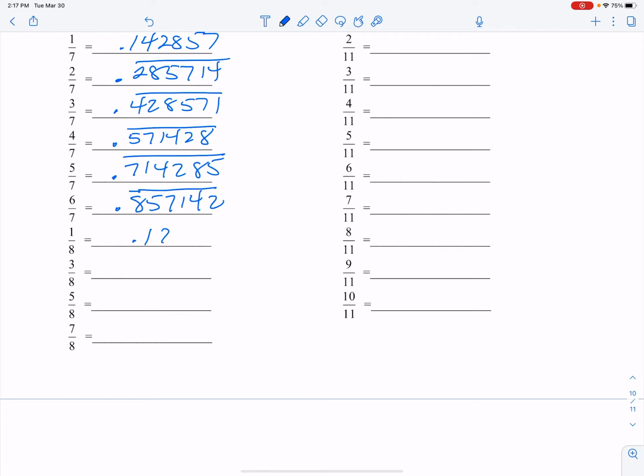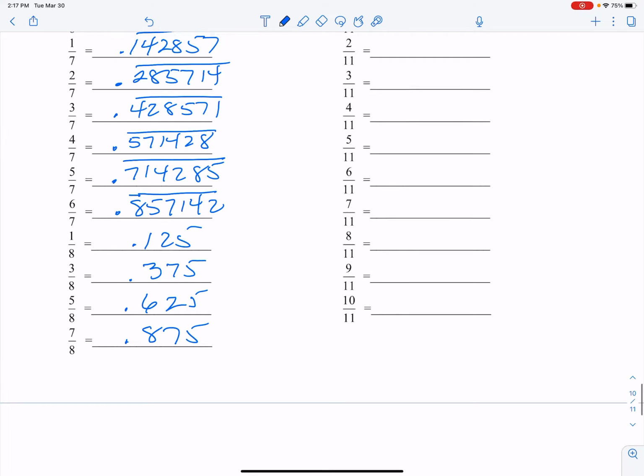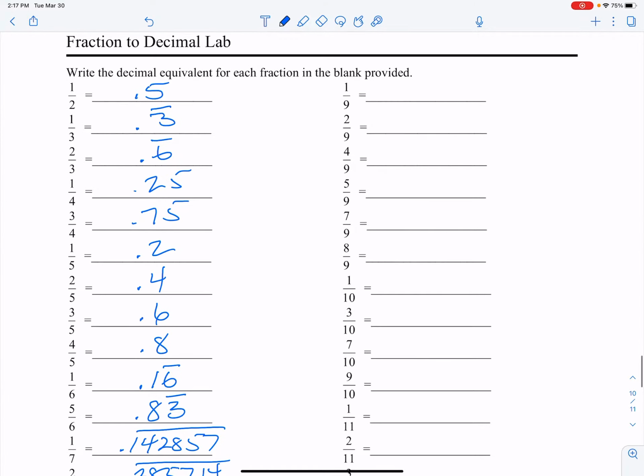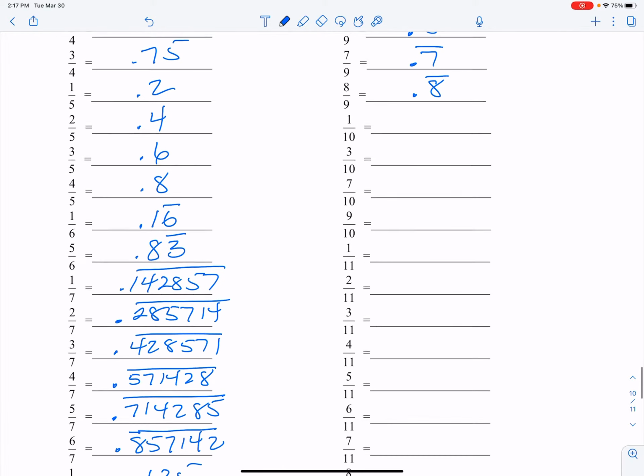1/8, 0.125. 3/8, 0.375. 5/8, 0.625. 7/8, 0.875. Back to the top. 1/9, 0.1 with a bar. 2/9, 0.2 with a bar. 4/9, 0.4 with a bar. 5/9, 0.5 with a bar. 7/9, 0.7 with a bar. 8/9, 0.8 with a bar.